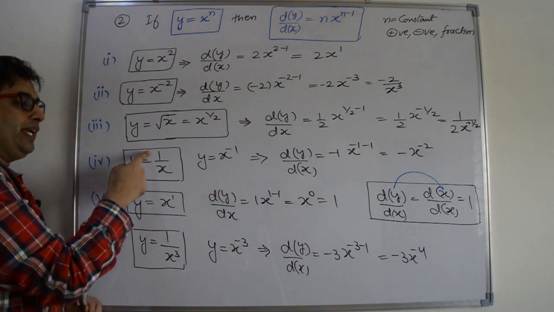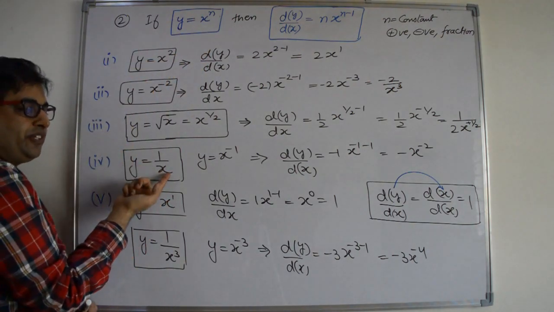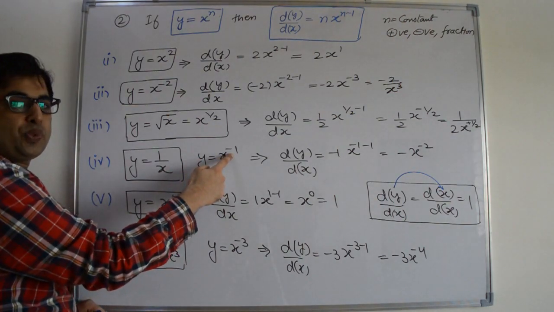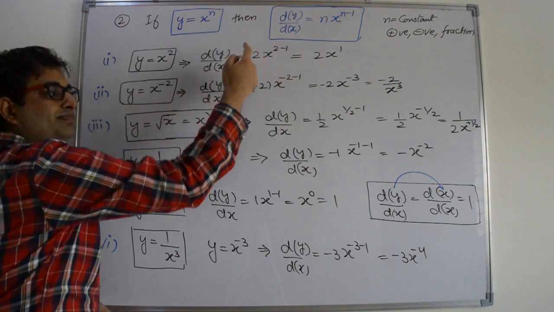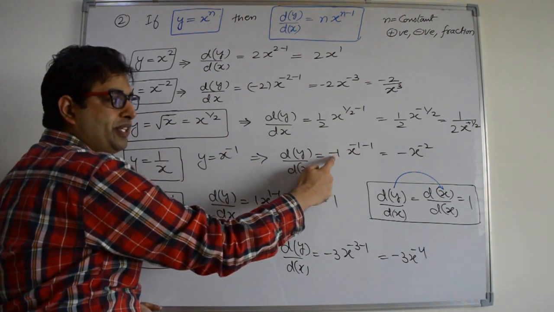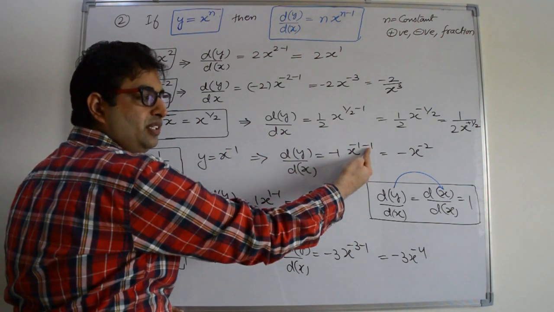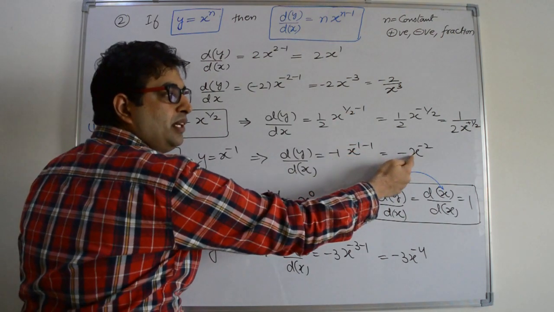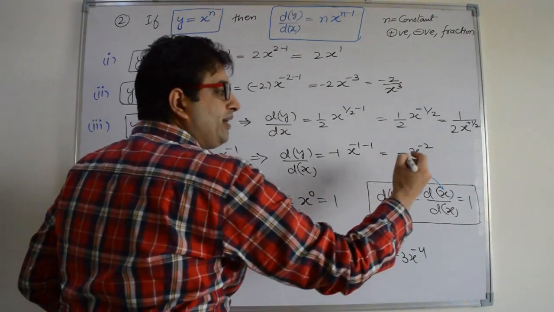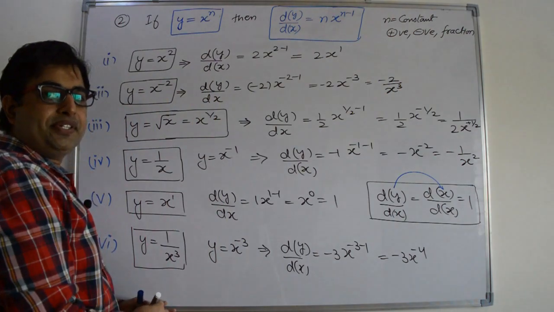Next example, here x is in denominator, but what is the general formula? X power n. So shift it to the numerator, it becomes x power minus 1. Now use the formula. When you differentiate it, power will come in multiplication, so minus 1 will come in multiplication, and subtract 1, so minus 1 becomes minus 2, so minus 1 x power minus 2, or we can write it as minus 1 by x square, right?